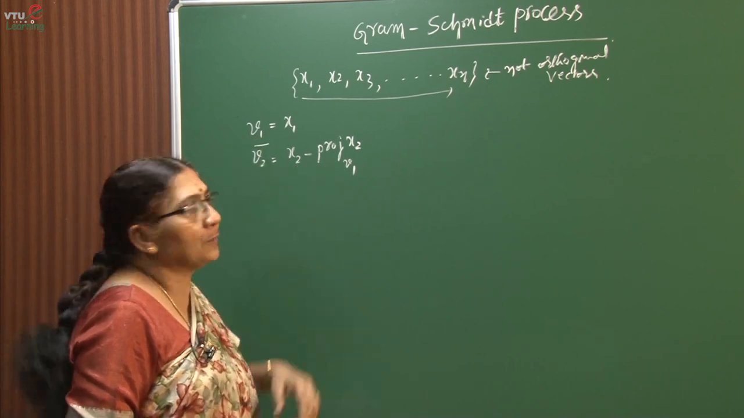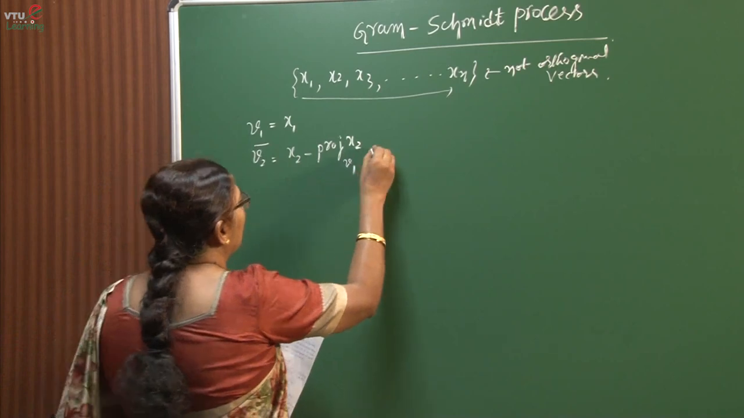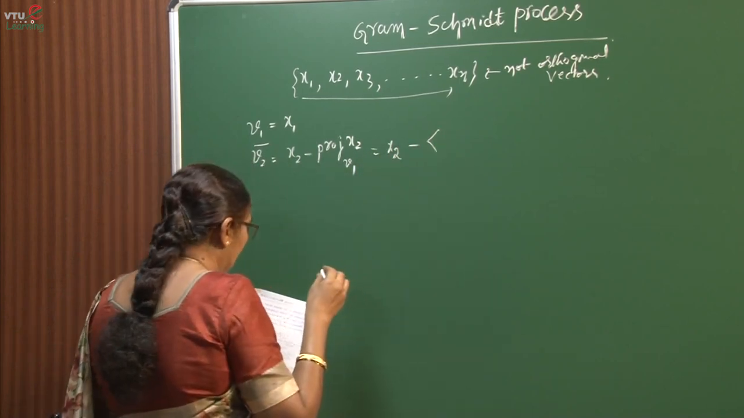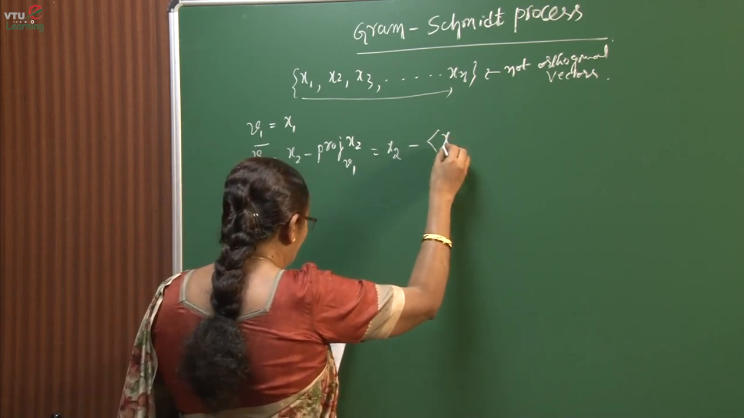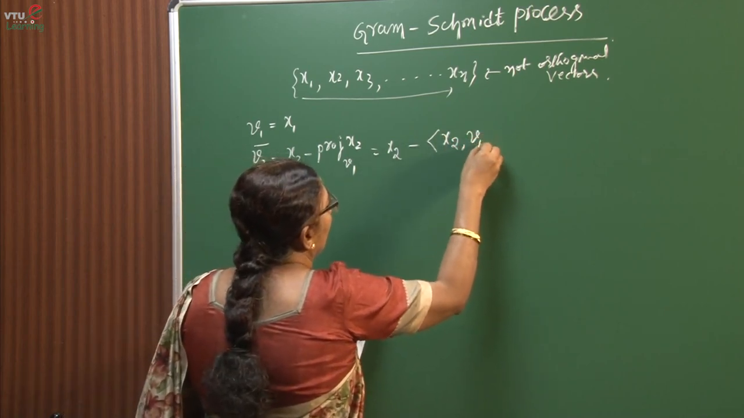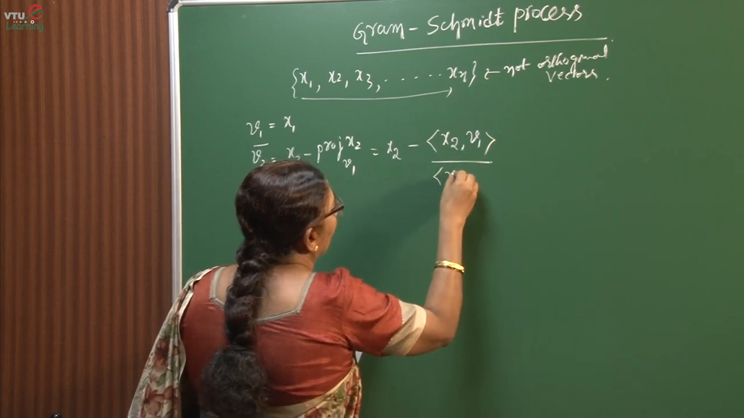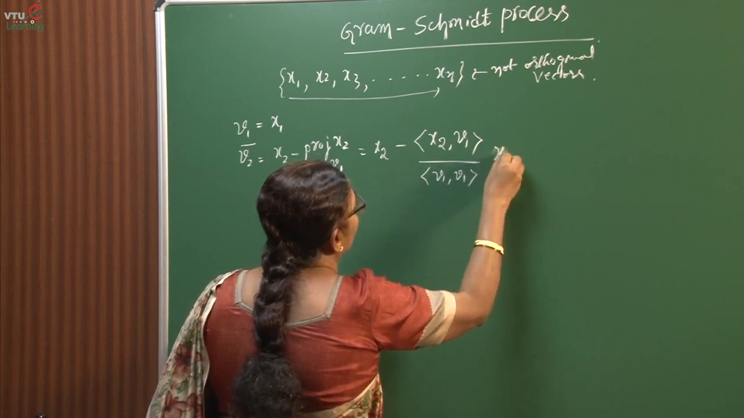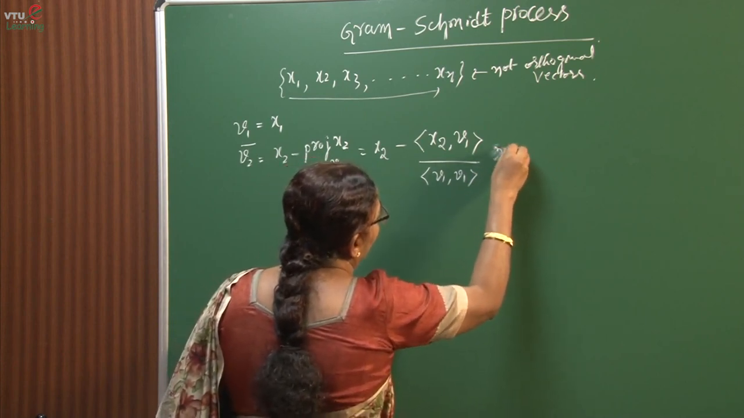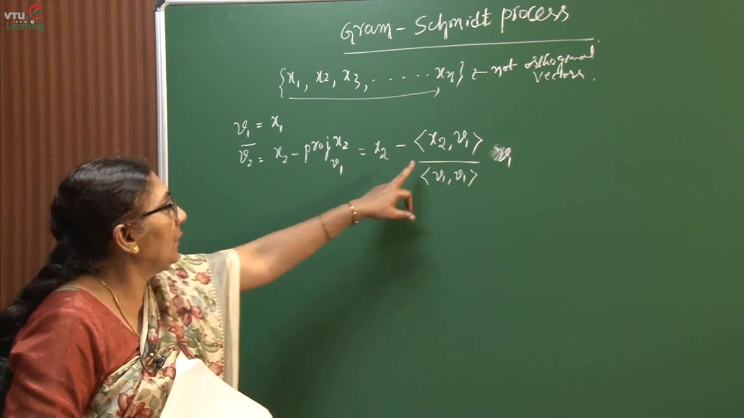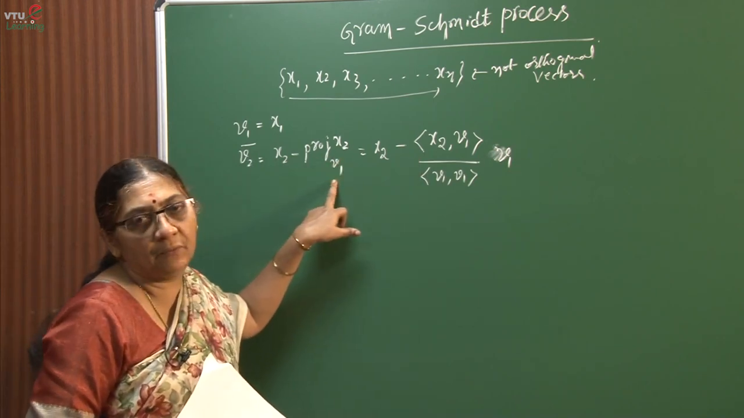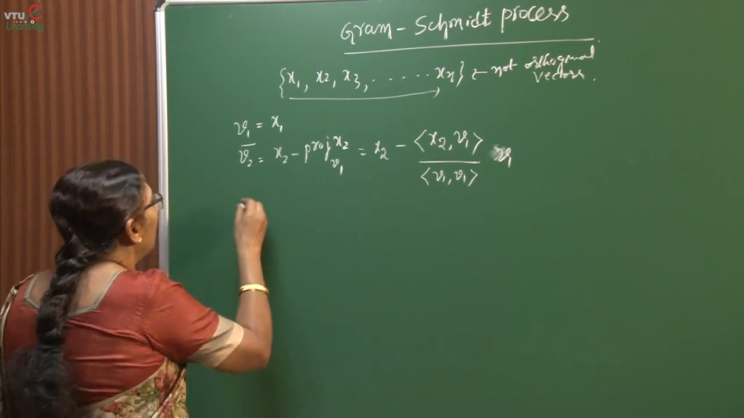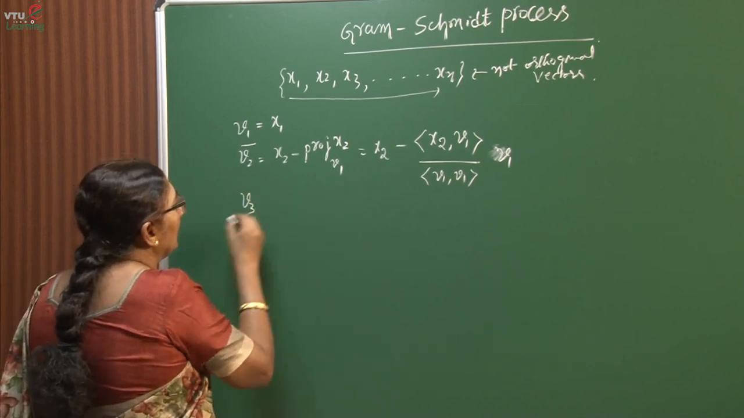Therefore, x2 minus proj of x2 with respect to v1 is x2 minus, you know the formula we discussed in the last class, the inner product of x2 comma v1 divided by the inner product of v1 comma v1, into v1. This is the formula for projection of x2 with respect to v1. You already worked out many problems in the previous class also. And similarly, from that, v3 is clear.